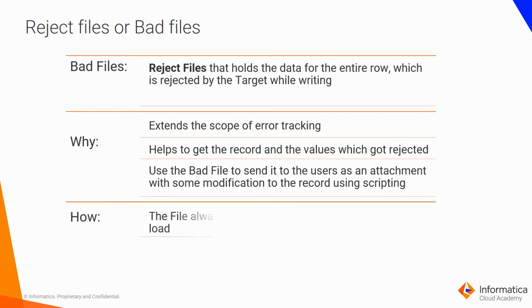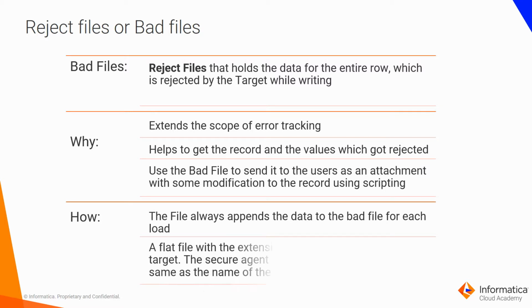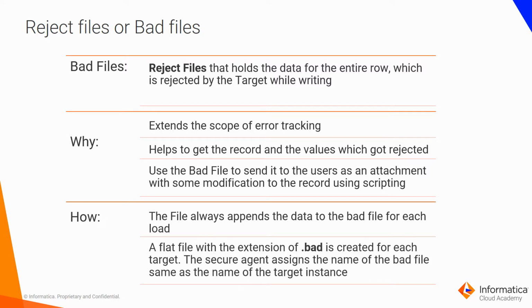How does this work? The file always appends the data to the bad file for each load. A flat file with the extension of .bad is created for each target. The integration service assigns the name of the bad file, same as the name of the target instance.